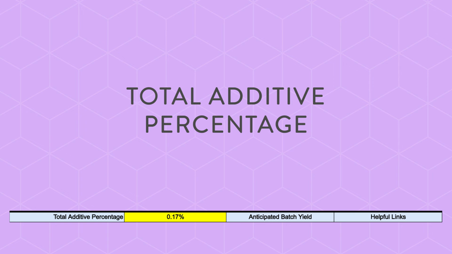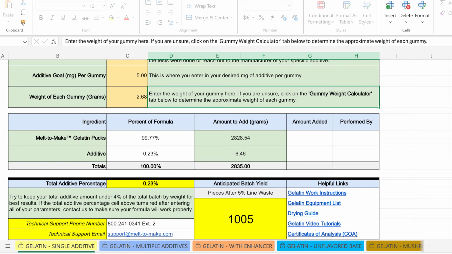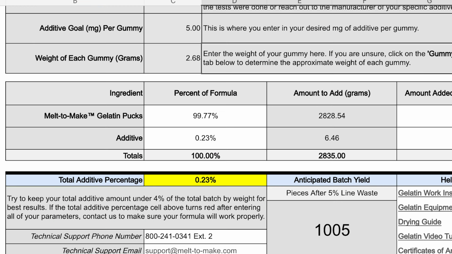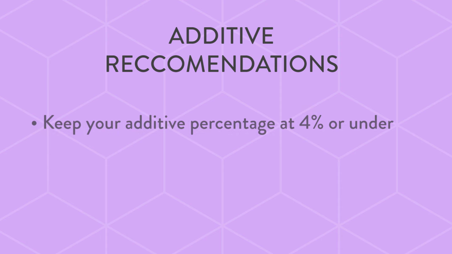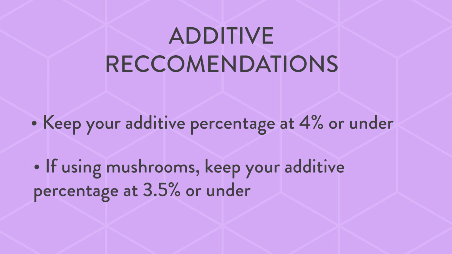Total additive percentage. All of our calculators now have a section called Total Additive Percentage, which shows you the total percentage of additives within your batch based upon dosage inputs. Our recommendation is to stay under 4% for your additives, with the exception of mushroom additives, which has a recommended maximum inclusion rate of 3.5%.